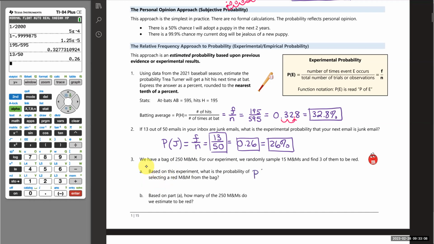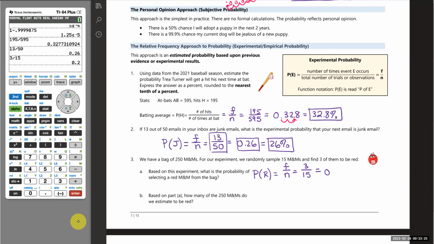So the probability of getting a red based on this experiment, so frequency over N, in this experiment, 3 were red out of a total of 15 M&Ms. And I will go ahead and write this one actually again in the 3 forms. So I'm typing that in, and that's 0.2. I like to put the 0 on the end. So when I move my decimal there, it looks like my 20%. So I estimate here, based on the sample, I'm thinking that 20% of the 250 M&Ms are red.